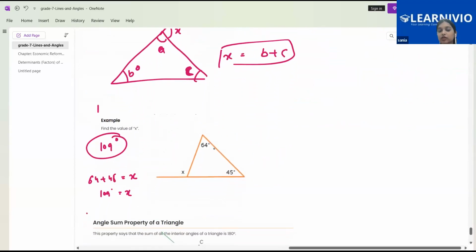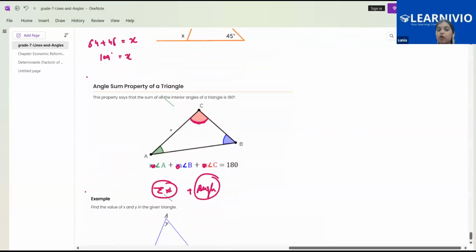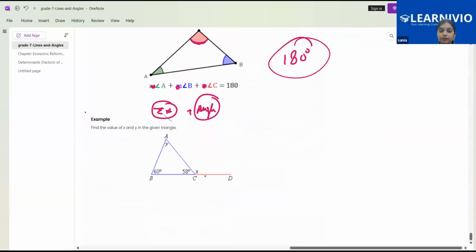And in this question, I gave the question where you have to find the value of X. So what will be the value of X? Adding 64 and 45, which is 109. So this is the value of X. Now the angle sum property: the sum of all the angles of a triangle is 180 degrees. Clear to everybody?